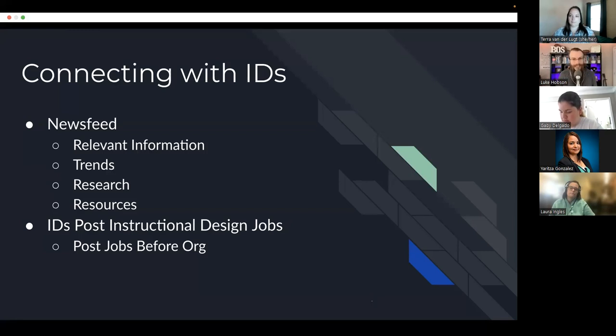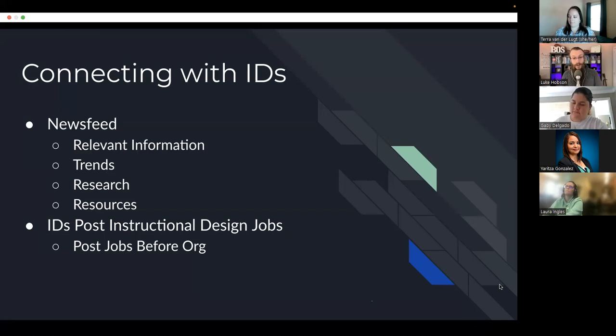So as you are able to do this and connect with other instructional designers, the biggest thing that you are going to notice is that instructional designers post instructional design jobs, which makes so much sense because it's their team, their unit, their organization that's doing the hiring, and they know about the job posting before anyone else. So they share about it.